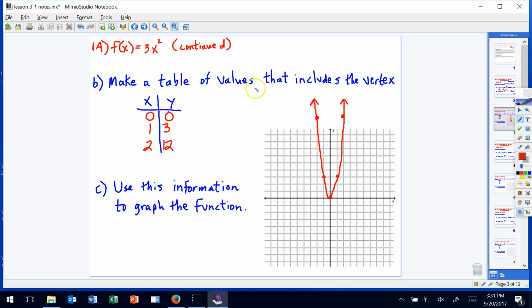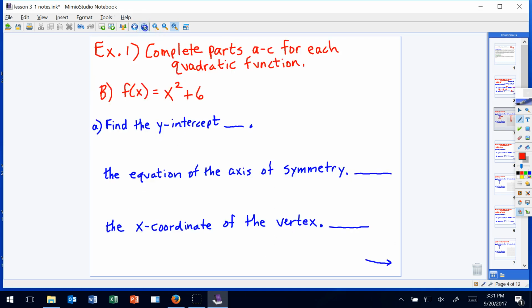Okay? So we made a table of values that includes the vertex, and then we came up with 2 other points and matched them up using the AOS. And that completes the answer for the first example. Alright, let's do this next example.